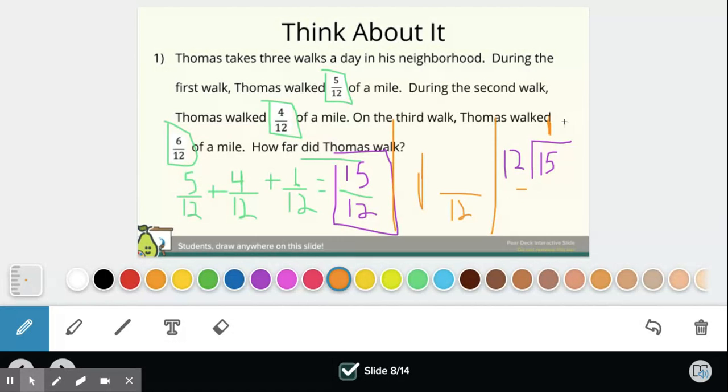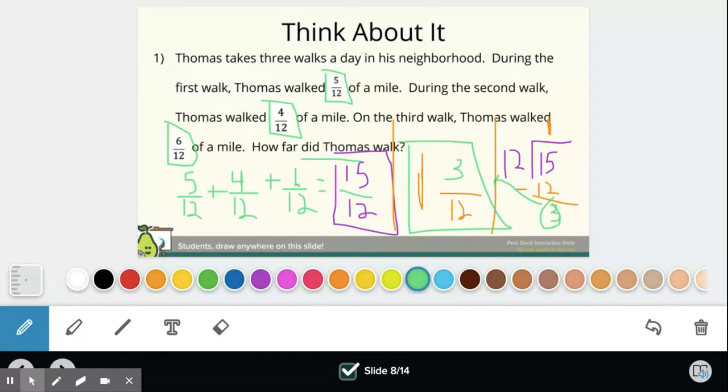So 12 times 1 is 12, so I'm subtracting the 12. And then 15 minus 12 is 3. This is the remainder, and that's also the parts left over, and that represents what we would put in the numerator. Okay, so this is an answer right here.